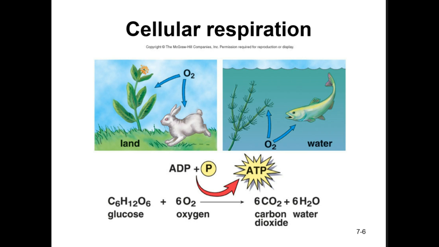Almost all organisms, whether they reside on land or in the water, carry on cellular respiration, which is most often glucose breakdown coupled to ATP synthesis. This figure is showing how glucose in the presence of oxygen is broken down into carbon dioxide and water, and then the energy that is released from this breakdown of glucose is used to make ATP.